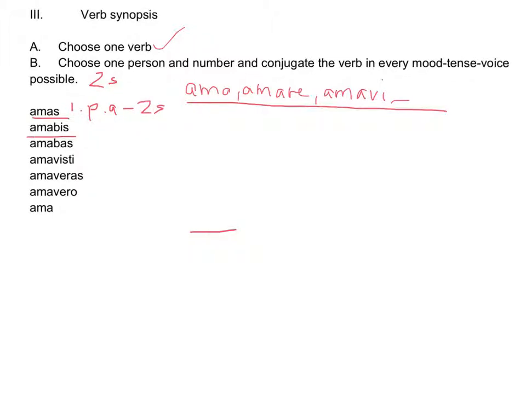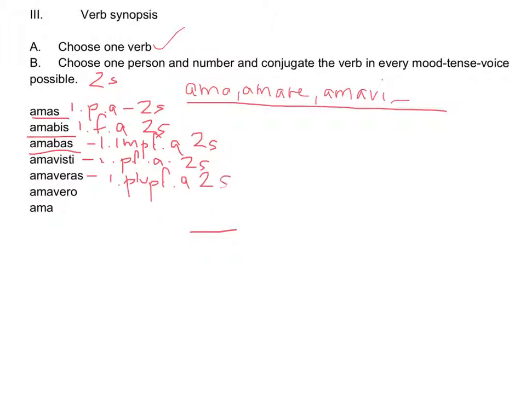And then the indicative future active, amabis, second person singular only. Then amabas, that's the indicative imperfect active. See, I'm going through the conjugation, but not every person and number, just the second person singular. This is the indicative perfect active, second person singular only. This is the indicative pluperfect active, second person singular.